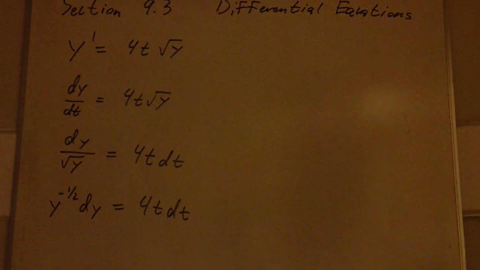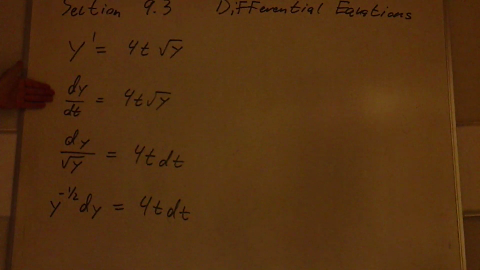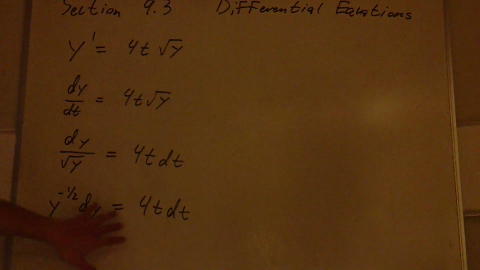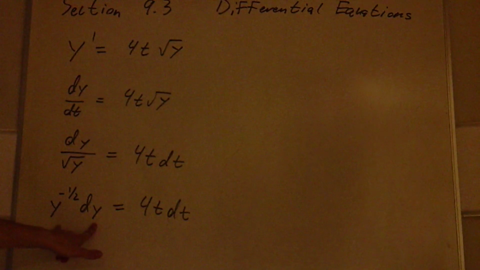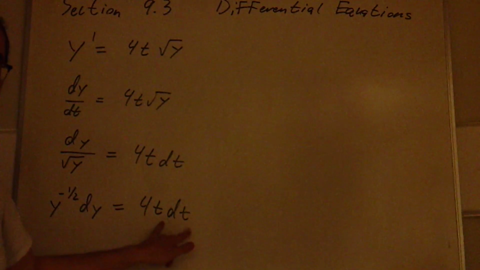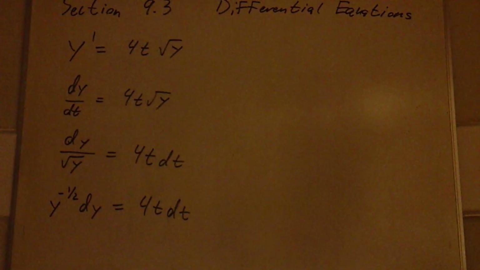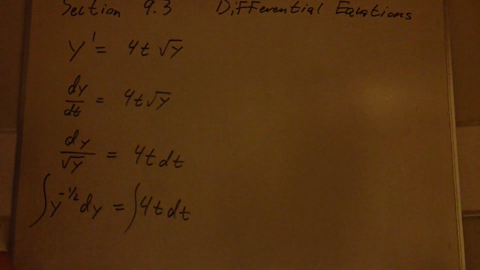So this is me starting with a differential equation, switching to Leibniz notation, and then separating it. On the left I have nothing but y's and dy's. On the right I have nothing but t's and dt's. This is now completely fully separated, and I can move on to the next step, which is take the integral of both sides.